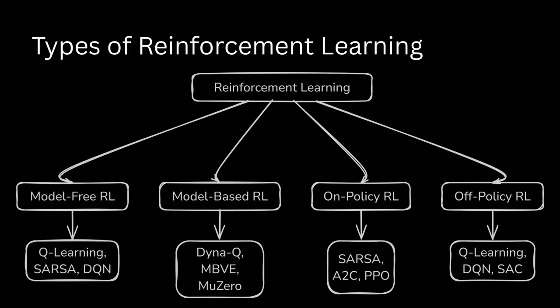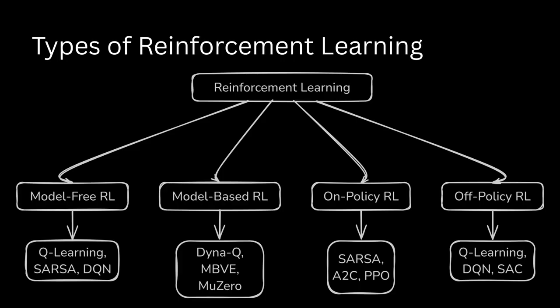Model-free RL. In model-free RL, the agent learns directly from experience without building a model of the environment. It focuses purely on trial and error, adjusting its actions based on past experiences. This is the most common approach used in many RL applications, including games.